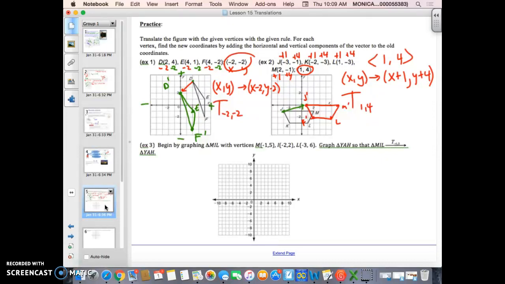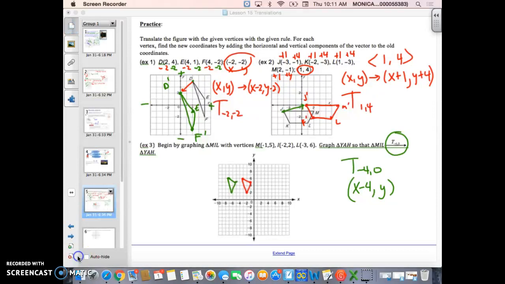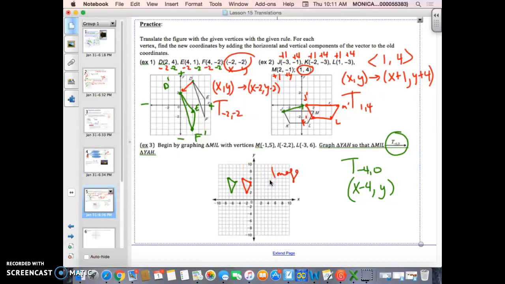Okay, notice that the rule here is T -4, 0. So that means x is going to subtract 4 and y is going to just stay exactly the same. So that's how we would write that notation. So go ahead and try this one and then come back and see if you did it correctly. My pre-image is in red, and then my image is in green, and so you should notice that it just moved to the left. It didn't move up or down because nothing happened to the y.